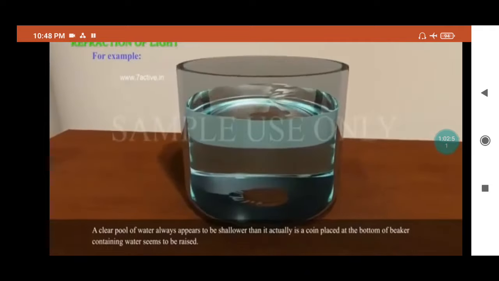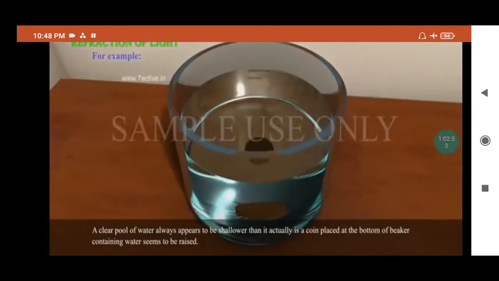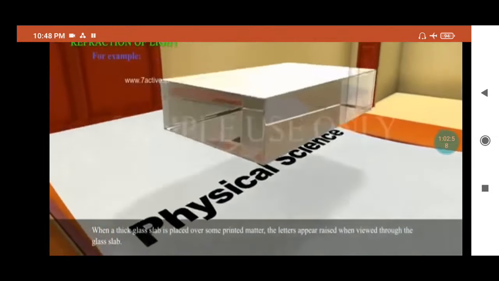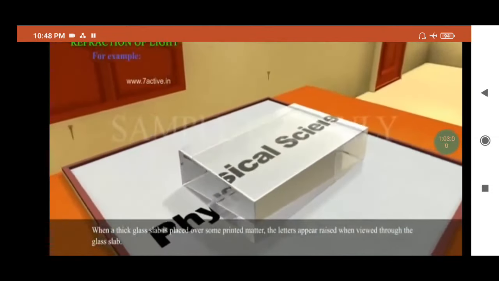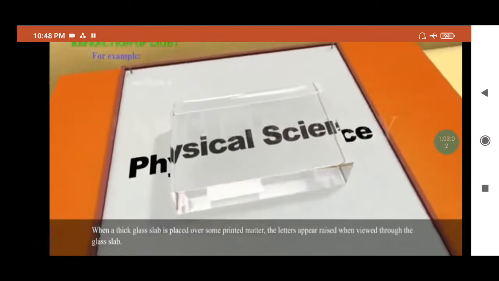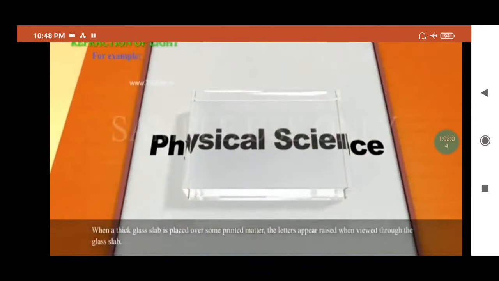A coin placed at the bottom of a beaker containing water seems to be raised. When a thick glass slab is placed over some printed matter, the letters appear raised when viewed through the glass slab. Why does it happen? Let us understand the reason with this illustration.